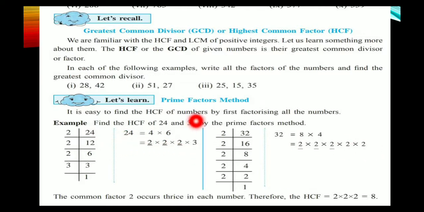Children, this is the horizontal method, and this side is the vertical method. Yesterday only we learned both the methods. So they can be solved in both the methods.